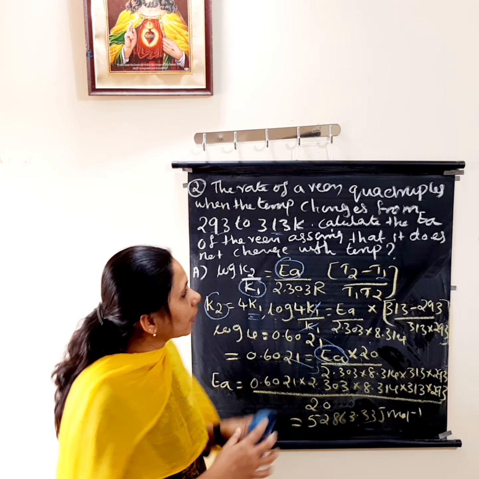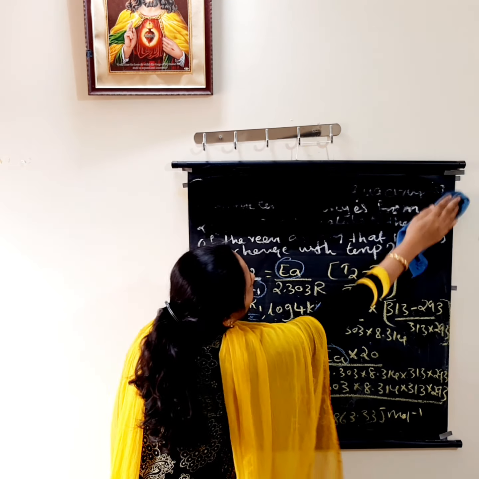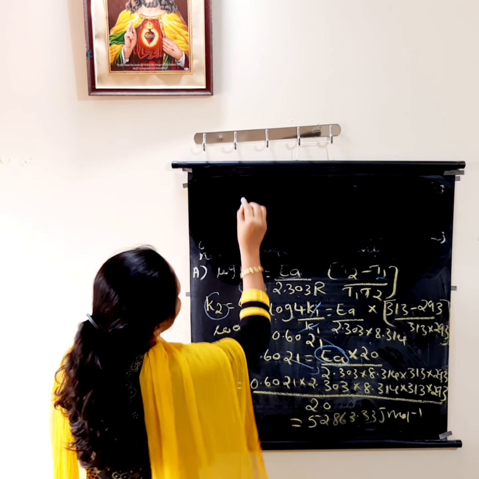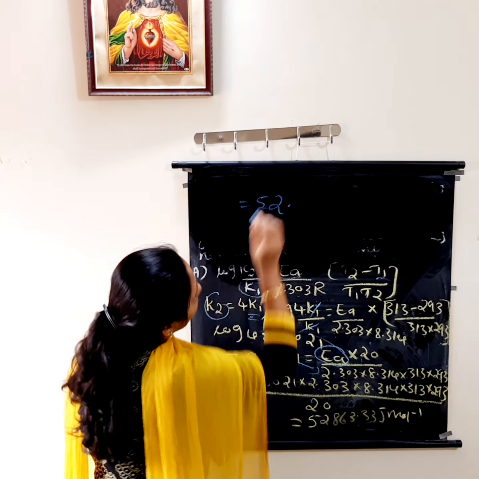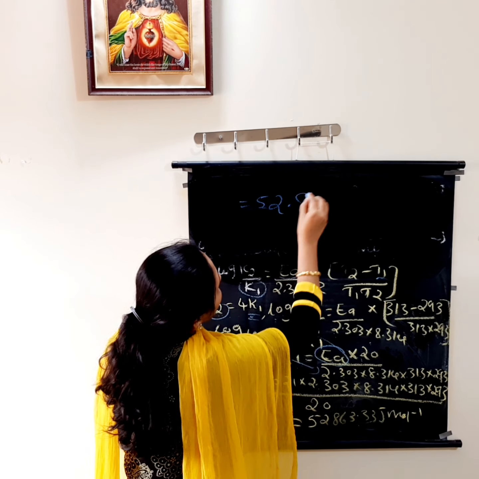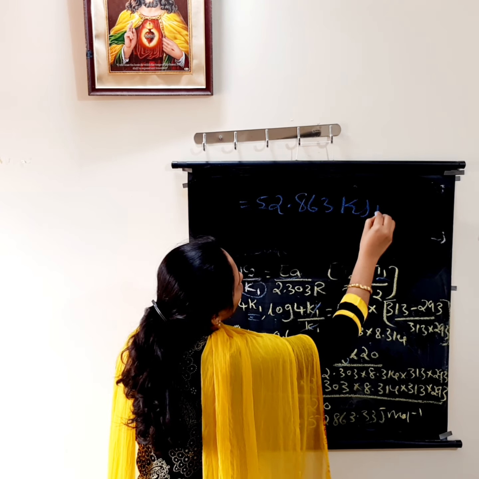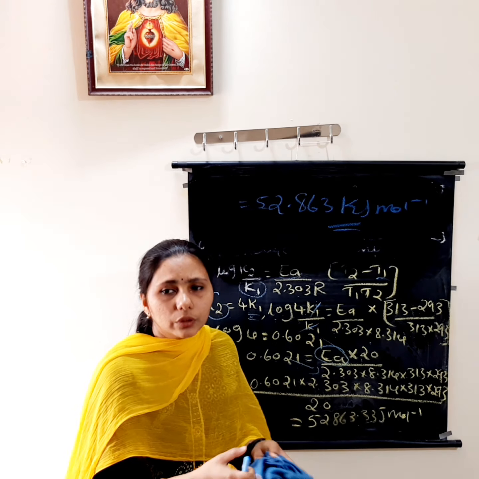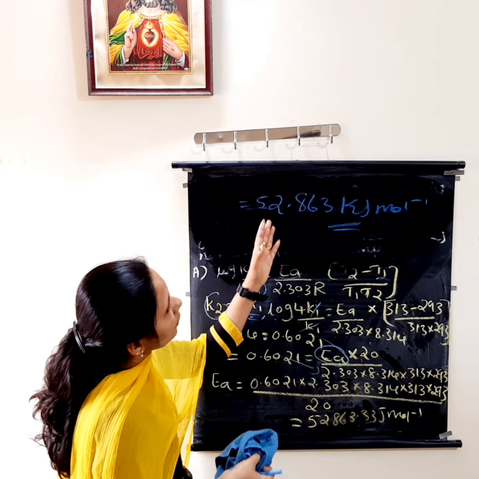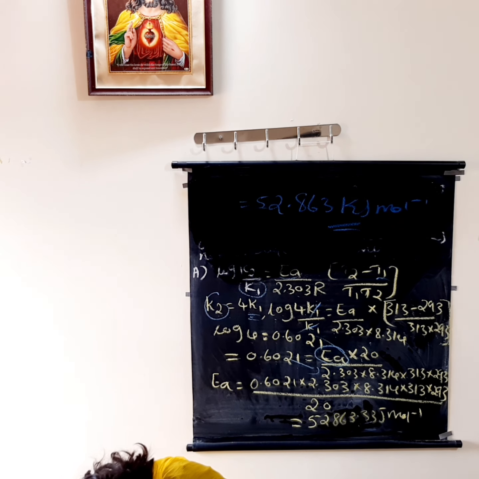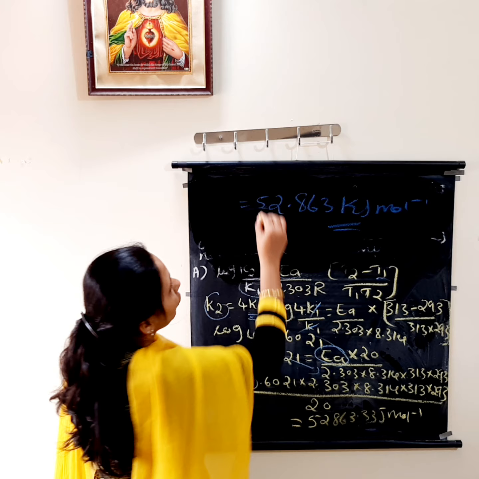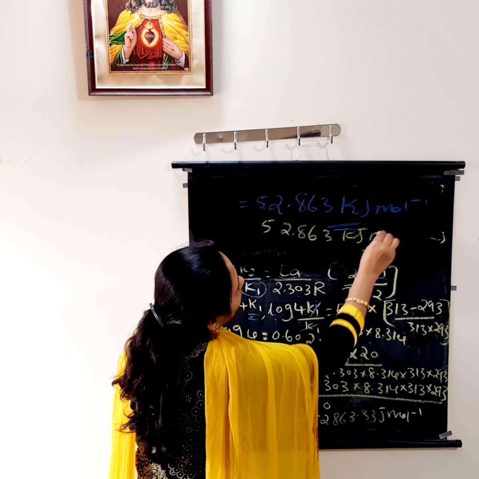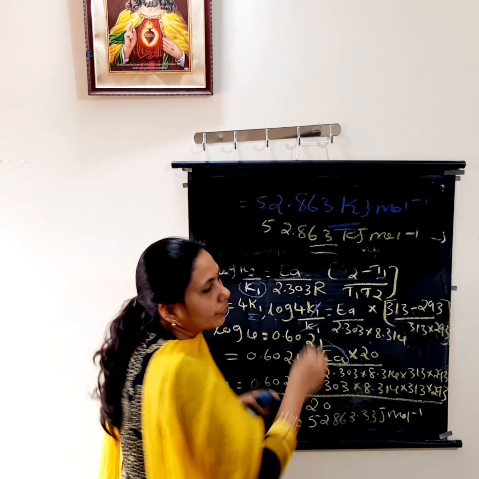If you are converting that into kilojoules, what do we have to divide with? 1000. So can I write this as 52.863 kilojoules per mole. Nothing else is there. Joules we have to convert into kilojoules by dividing with 1000. So what is the final answer in kilojoules? It is 52.863 kilojoules per mole. Okay, so is it clear to all of you?